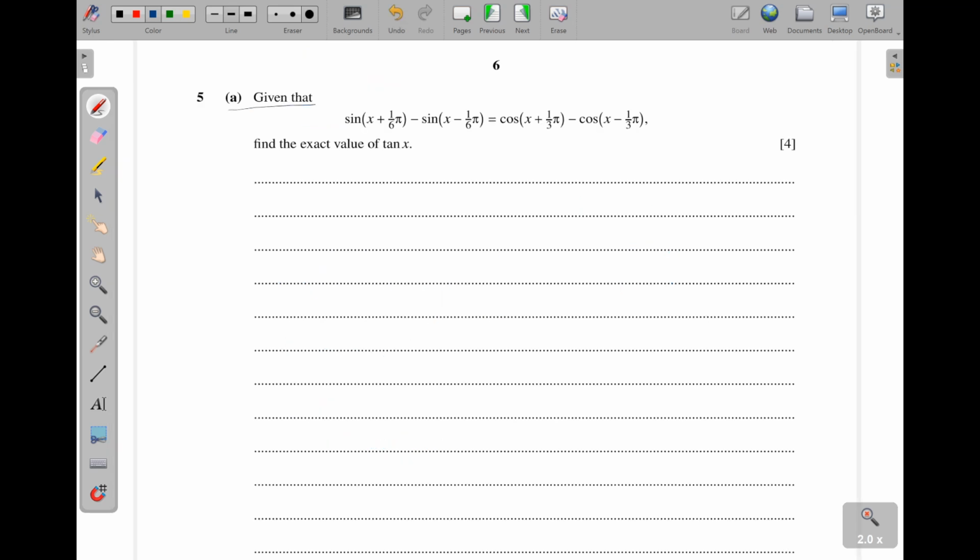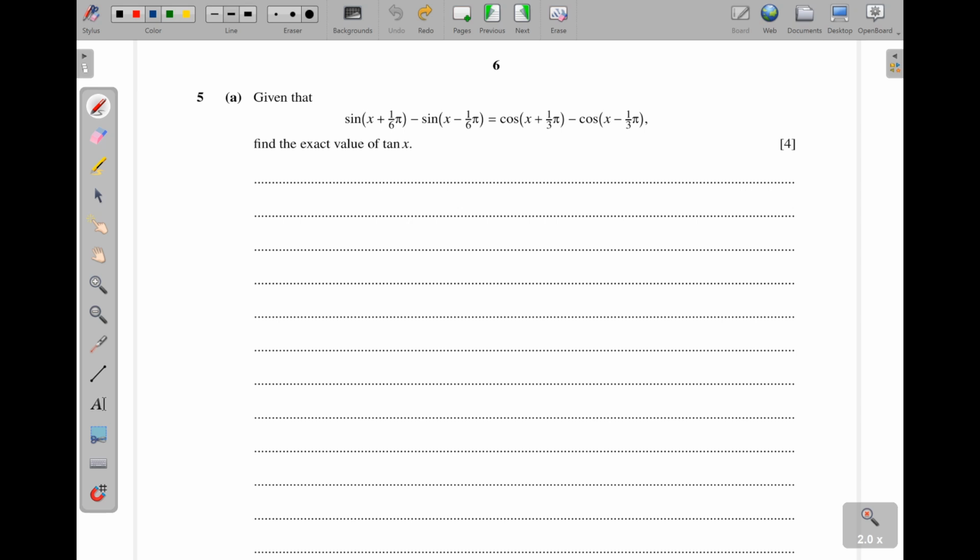Question 5, part A. Given that sine of (x plus pi over 6) minus sine of (x minus pi over 6) is equal to cos of (x plus pi over 3) minus cos of (x minus pi over 3), find the exact value of tan of x. Now here we are going to use the compound angle expansion of sine and cosine.